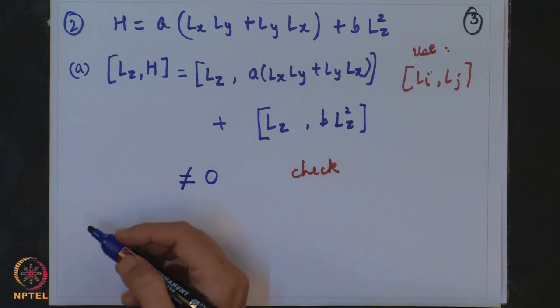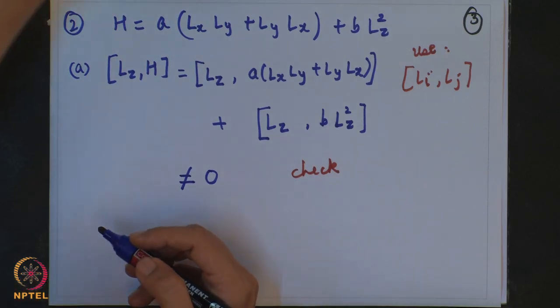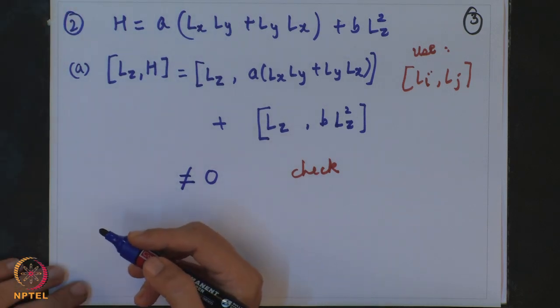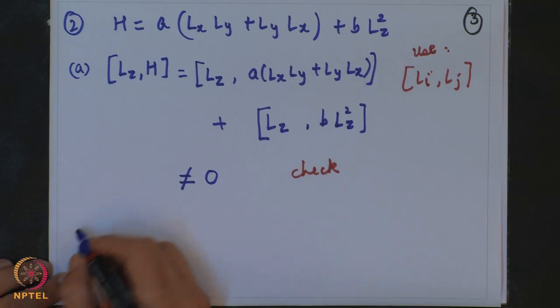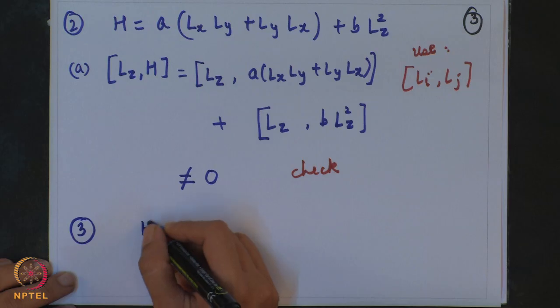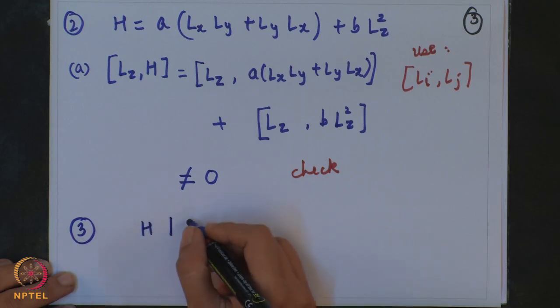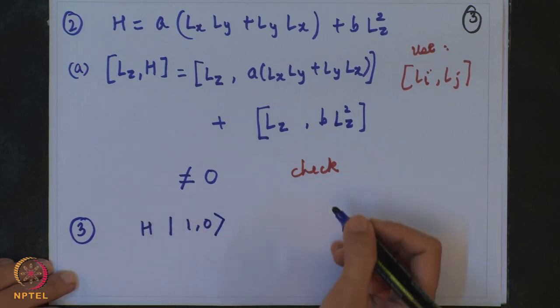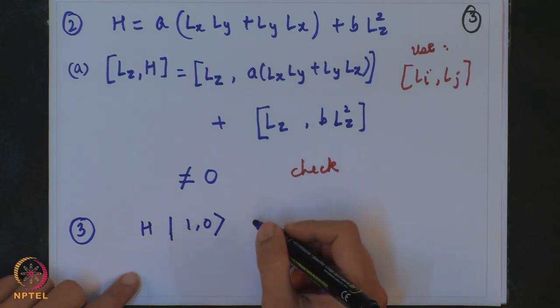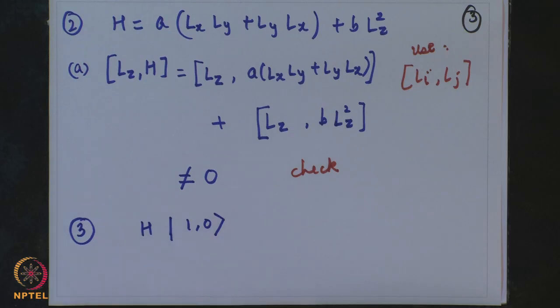So, this was the A part. Now, we have to evaluate the B part. In the B part you are asked to check whether the Hamiltonian has the eigenstate ket 1 0, whether it is an eigenstate of ket 1 0. For that, just try to recall.